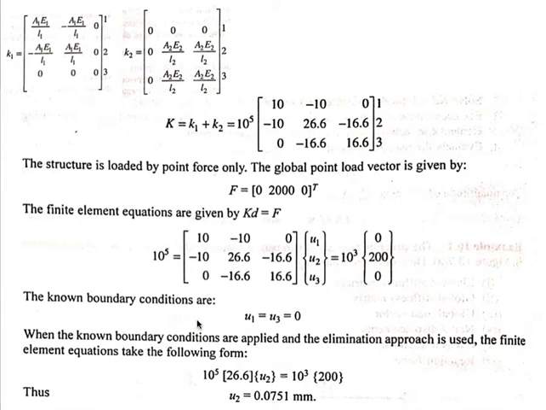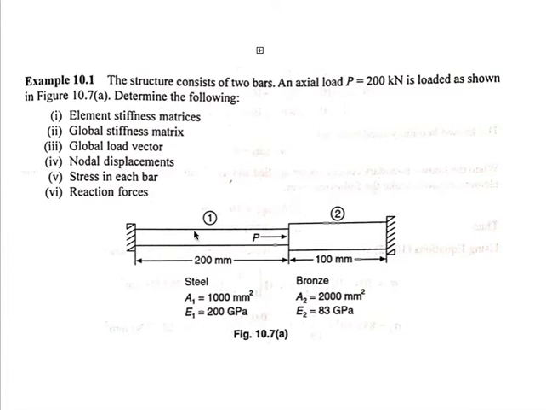The known boundary conditions are, we know that u1 and u3 are 0 because they have been constrained, so fixed. So at node 1 u1, at node 2 u2, and at node 3 u3, here u1 and u3 are fixed, so there is no degree of freedom, they have been constrained. At node 2, u2 is free, that would be a degree of freedom.